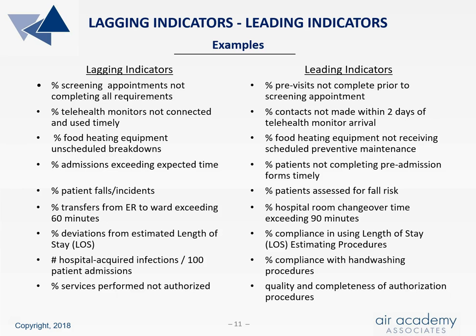Going halfway down the screen, percent patient falls and incidents is a good lagging indicator. A good leading indicator might be percent patients assessed for fall risk. Lastly, we'll look at number of hospital-acquired infections per 100 patient admissions. That's a good lagging indicator. A good leading indicator might be percent compliance with hand washing procedures.